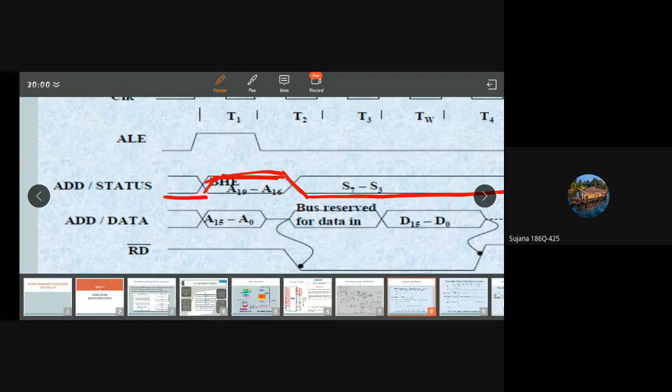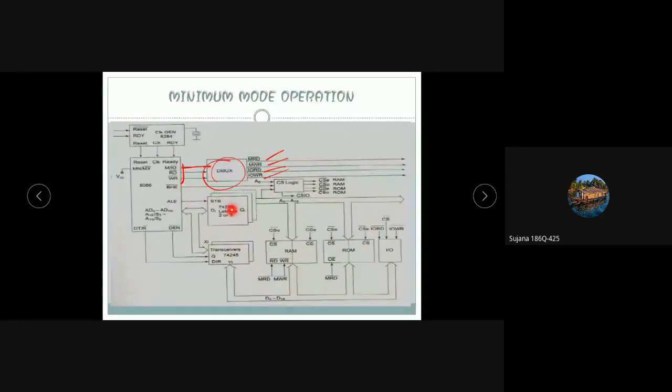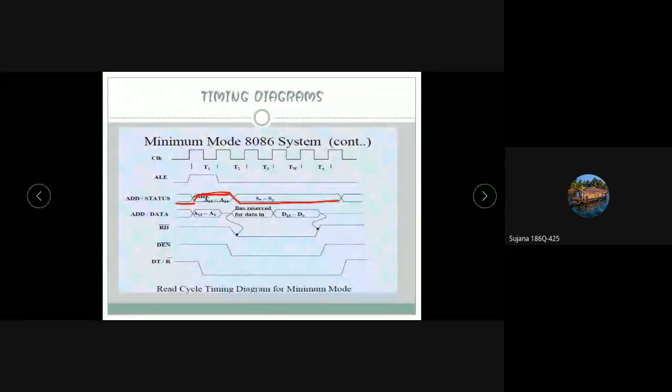So at T1, whenever the ALE signal gives the strobe to the latch, it will separate the address and transfer it to the address bus. The address will then be present in this address bus. How long will the address be present in that address bus?